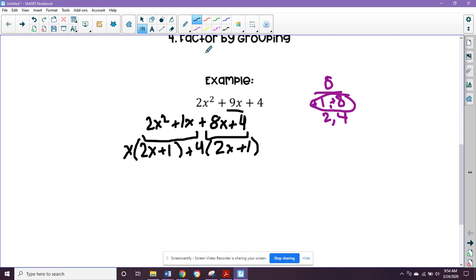So you're going to rewrite the outside as 1 parentheses. So we have x plus 4 as 1 parentheses for one of your factors. And then you rewrite the other parentheses, just one of them, as 2x plus 1.